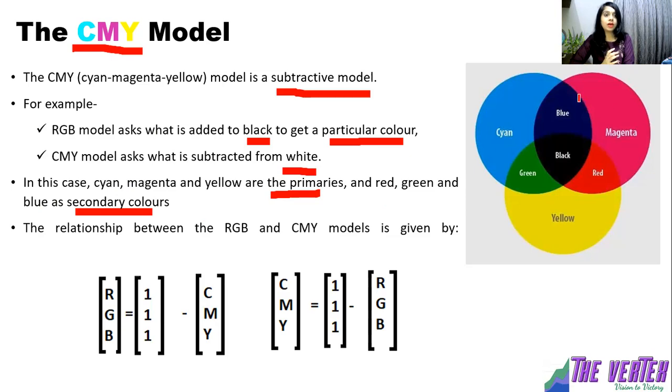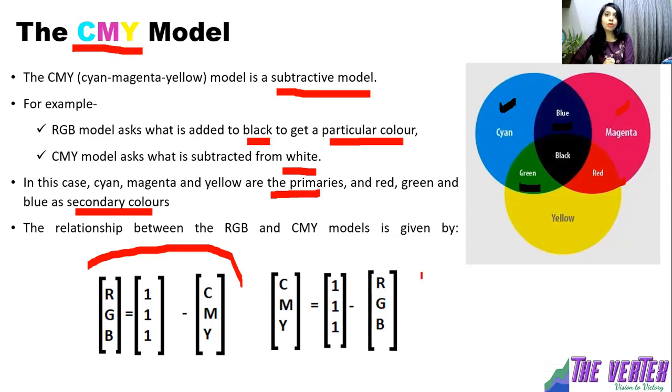As I have shown you earlier also, when we add magenta and cyan, we get blue. When we add magenta and yellow, we get red. And when we add cyan and yellow, we get green. Now, how do we convert an RGB model into a CMY model or a CMY model into an RGB model? That means how to convert one color model into another color model. So formulas are given. If you want to convert CMY into RGB, you have to subtract each value of CMY from 1. And if you want to convert RGB into CMY, you have to subtract RGB from 1.